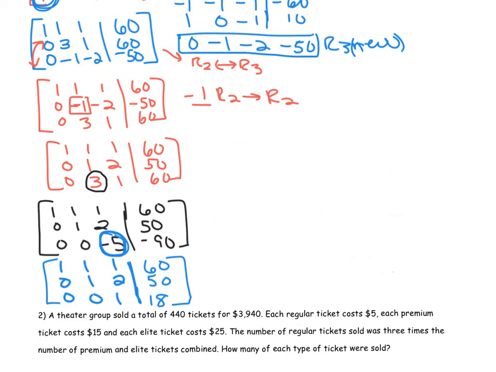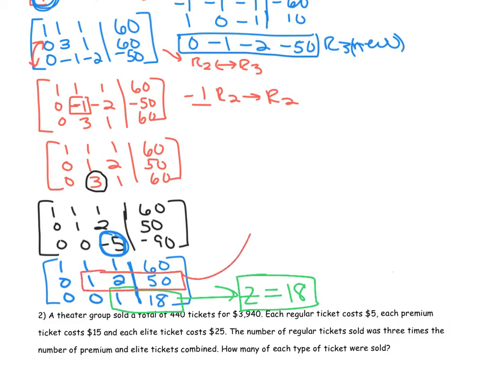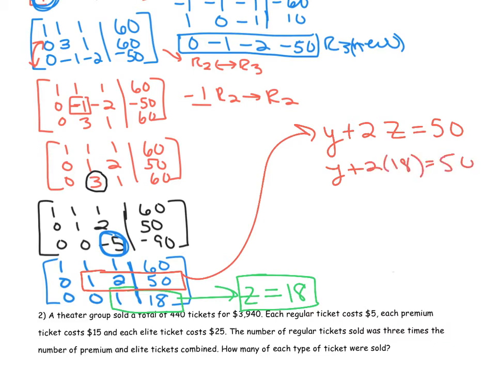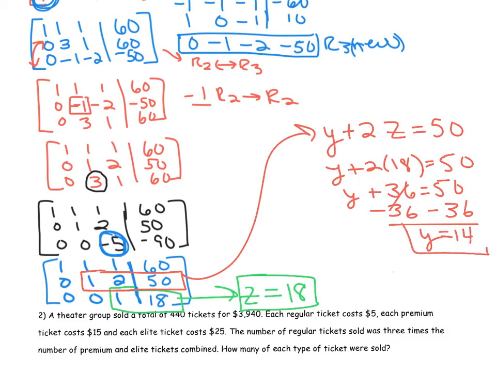So if we look, we actually already know what z is. We know z is equal to 18. All right, let's just do this line by line. Here, I'll have y plus 2z is equal to 50. y plus 2 times 18 is equal to 50. Well, this is just 36. So when I subtract over the 36, I'll get y to equal 14. So far I have z equals 18, y equals 14.